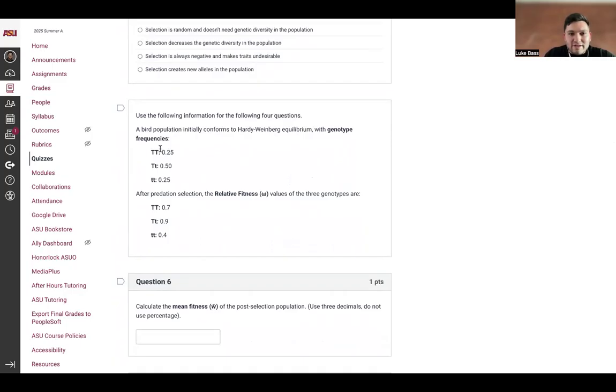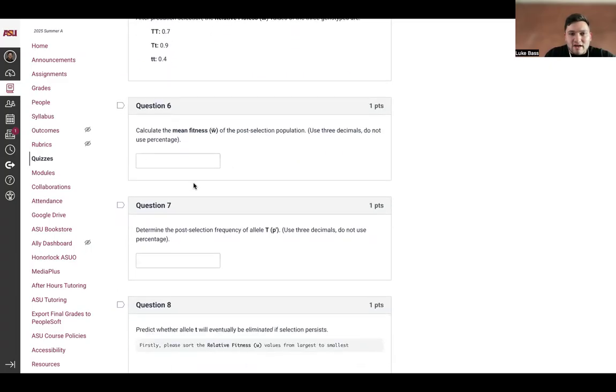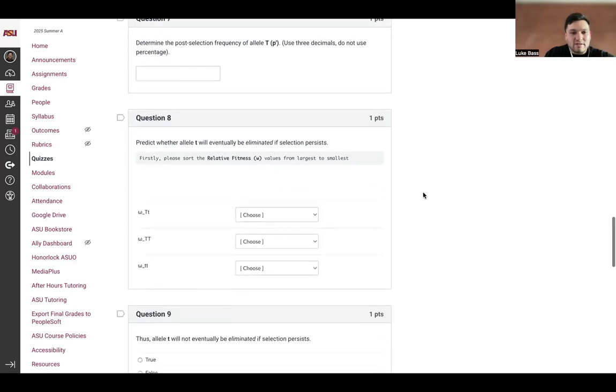So here you are given p squared, 2pq, and then q squared. So ultimately, you already are given the genotype frequencies as well as the relative fitness of all three of the genotypes. So when calculating mean fitness, as well as the post-selection frequency of allele T, which is p, you'll be plugging and chugging into equations that were introduced in the PowerPoint. And then you can use the example from the PowerPoint with those beetles as a guide on how you should be plugging and chugging this equation.